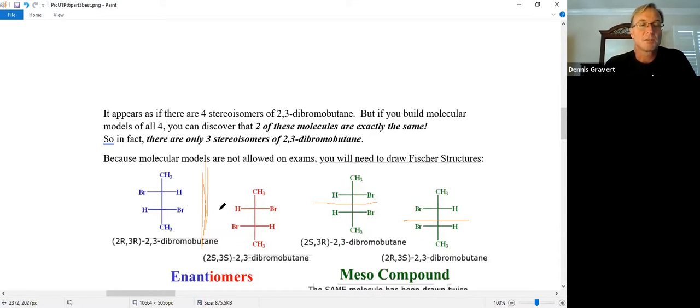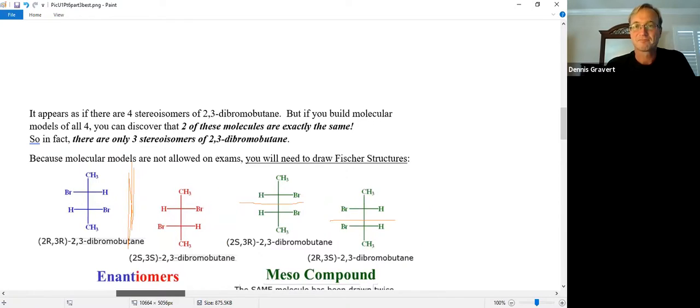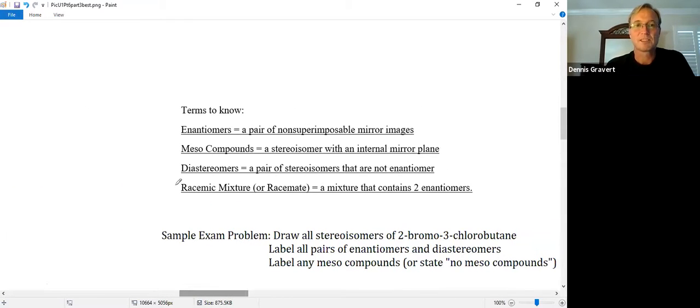These are different molecules. They are chiral. They have two chiral centers each. Mirror images, can't superimpose them. The name of that is a pair of enantiomers. Okay, so just to refresh, we definitely need to know what enantiomers are: a pair of non-superimposable mirror images. Meso compounds, that is one of the stereoisomers that actually has an internal mirror plane.